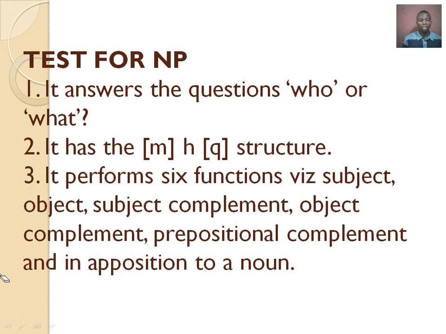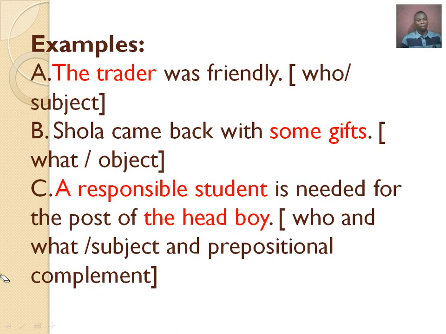Then the third one is the function a noun phrase performs. A noun phrase performs six functions. You are familiar with the functions of a noun phrase. A noun phrase can function as subject of the sentence, object of the sentence, subject complement, object complement, prepositional complement, and of course, in apposition to a noun. Now let's consider some examples.